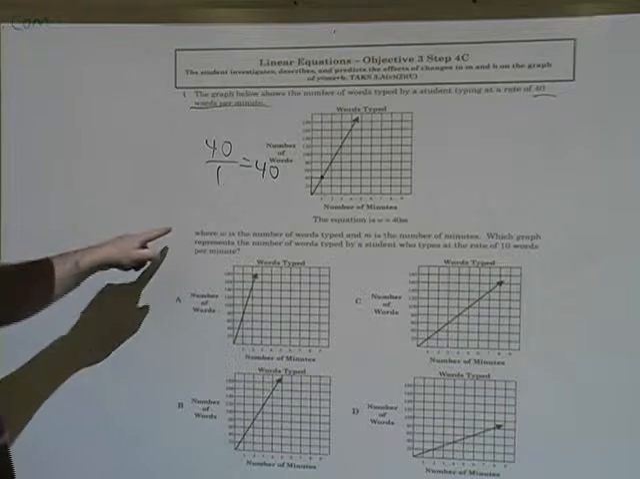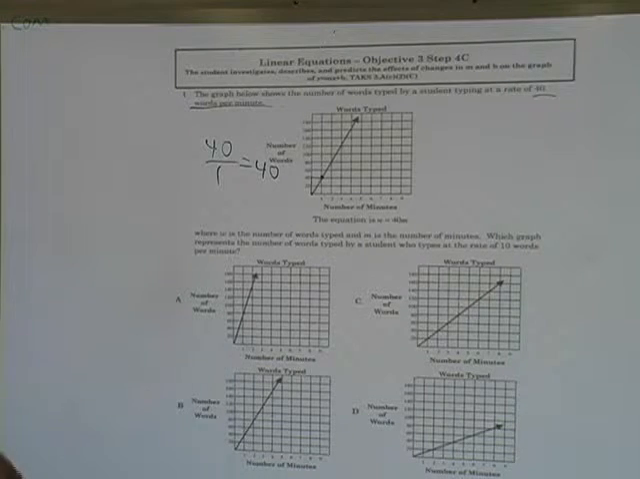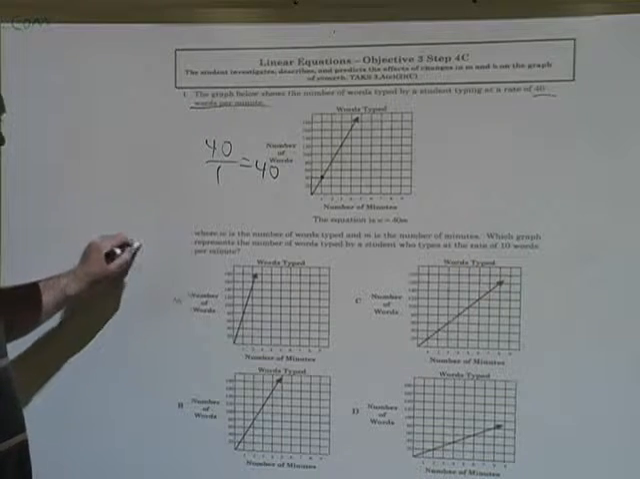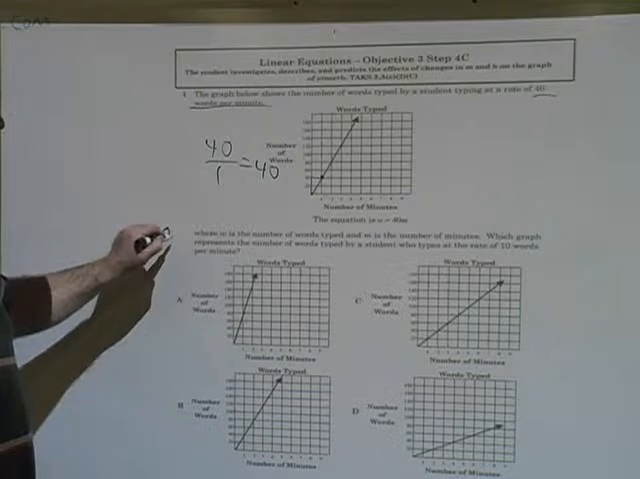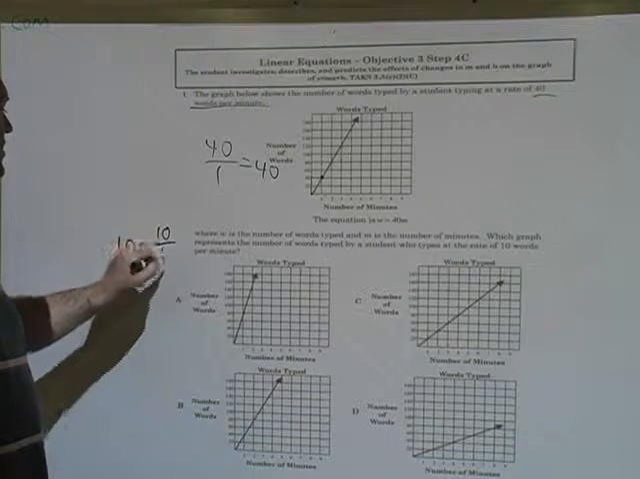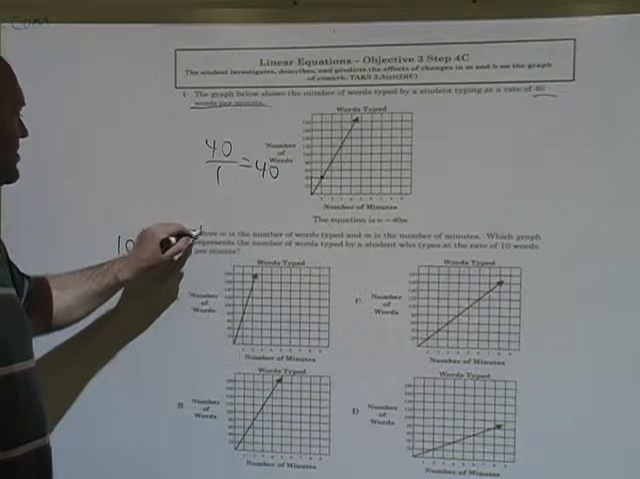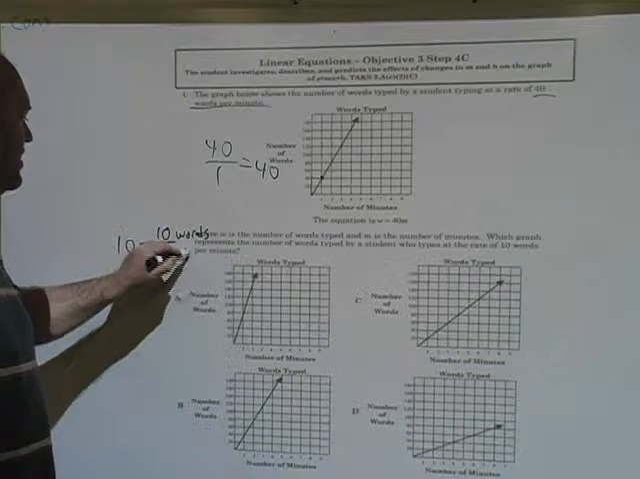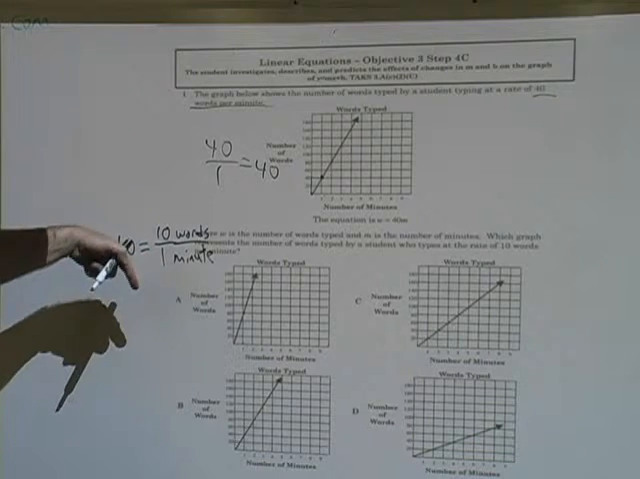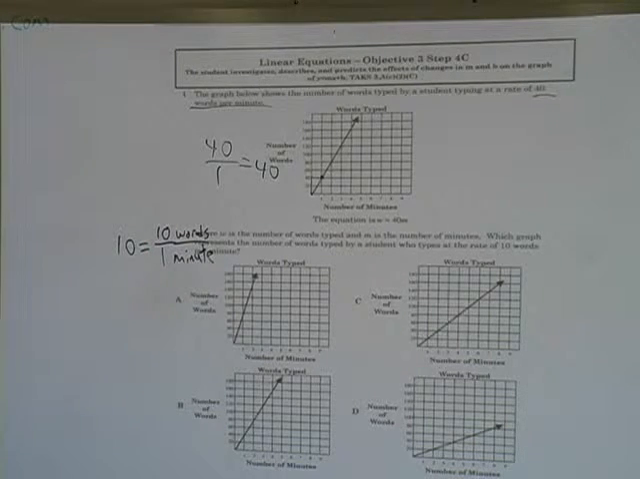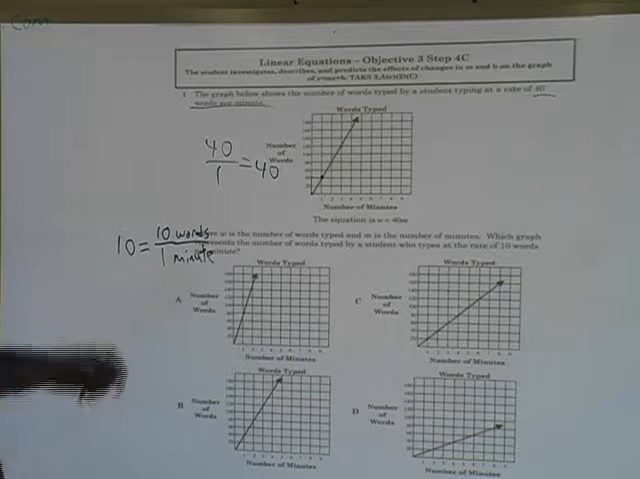Okay, now down here, W is the number of words typed and M is the number of minutes. Which graph represents the number of words typed by a student who types at the rate of 10 words per minute? So now the slope is 10. It's 10 words per 1 minute. That's where we're getting this rate or slope. Okay? It's 10 over 1.